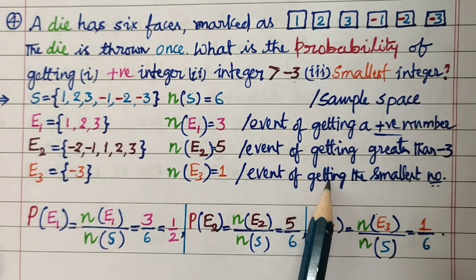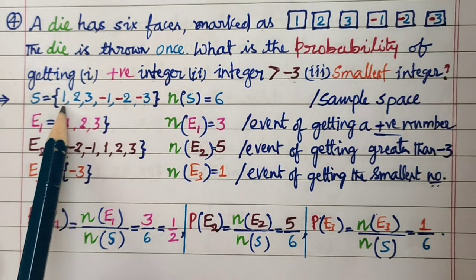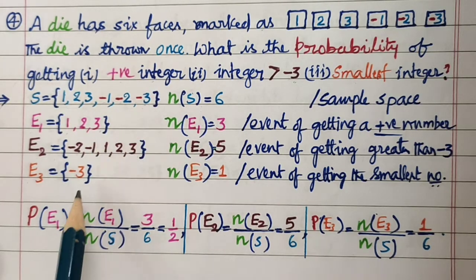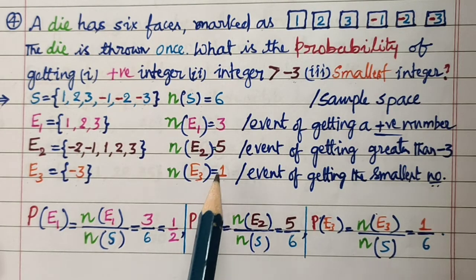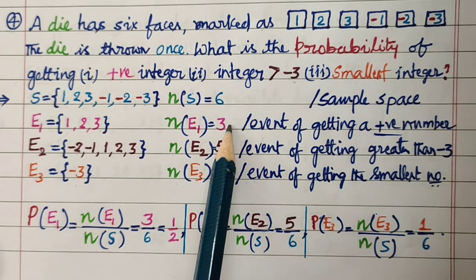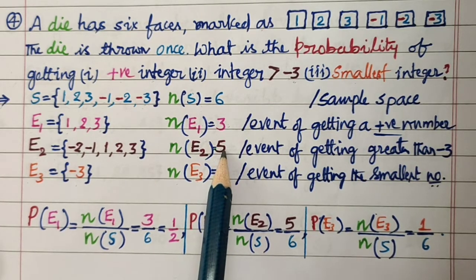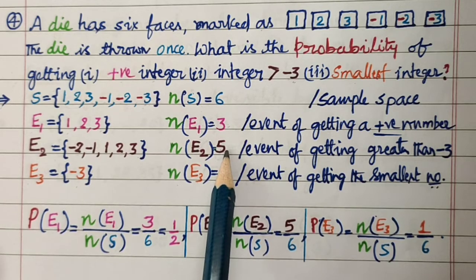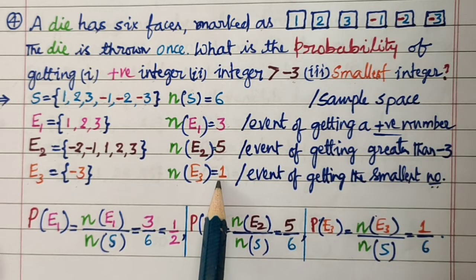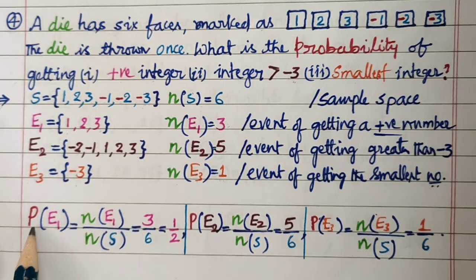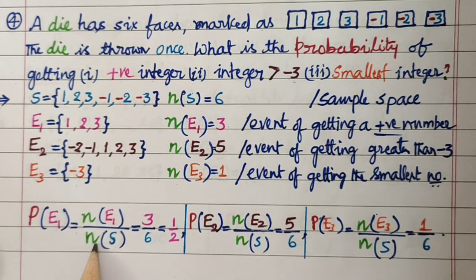E3 is the event of getting the smallest number. The smallest number among all the 6 is minus 3. The number of smallest numbers is 1. These are the number of positive numbers, the number greater than minus 3, and the number of smallest numbers. The probability of getting the positive number is equal to N of E1 divided by N of S.